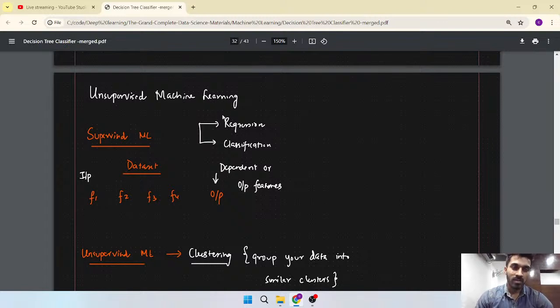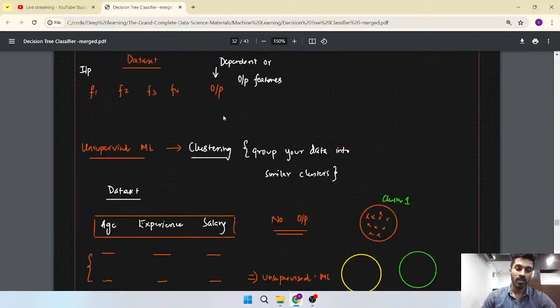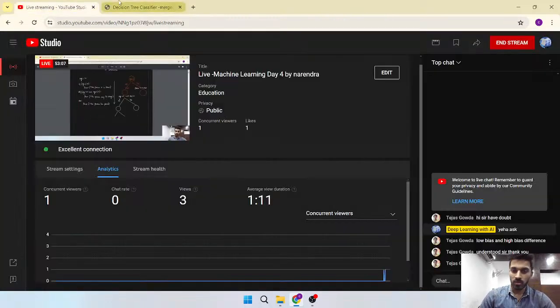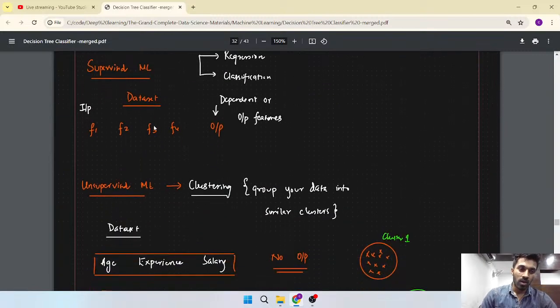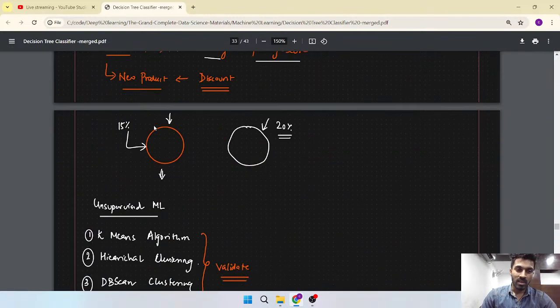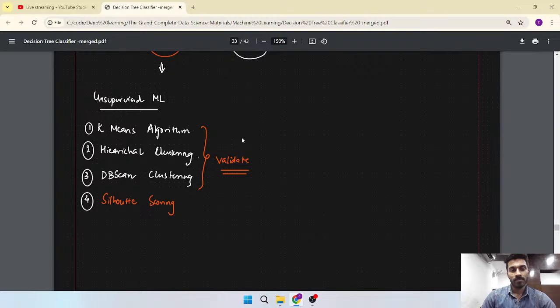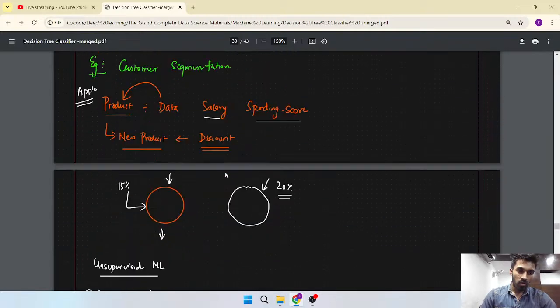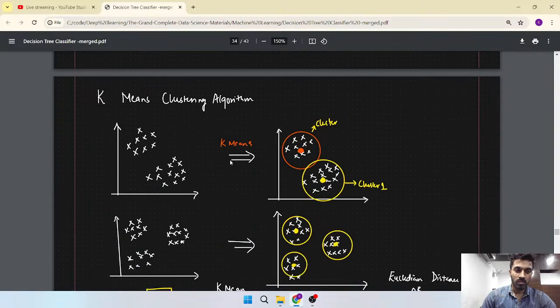To solve this problem we have algorithms like K-means clustering. We solve it using clustering algorithms, such as K-means clustering, hierarchical clustering, DBSCAN, and the silhouette score. The silhouette score is used to measure the accuracy of your model. Now let's see how the K-means algorithm works.